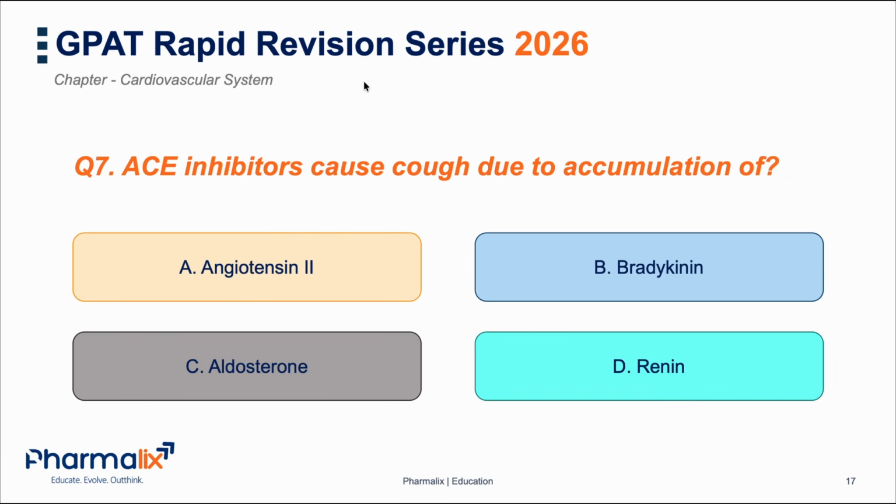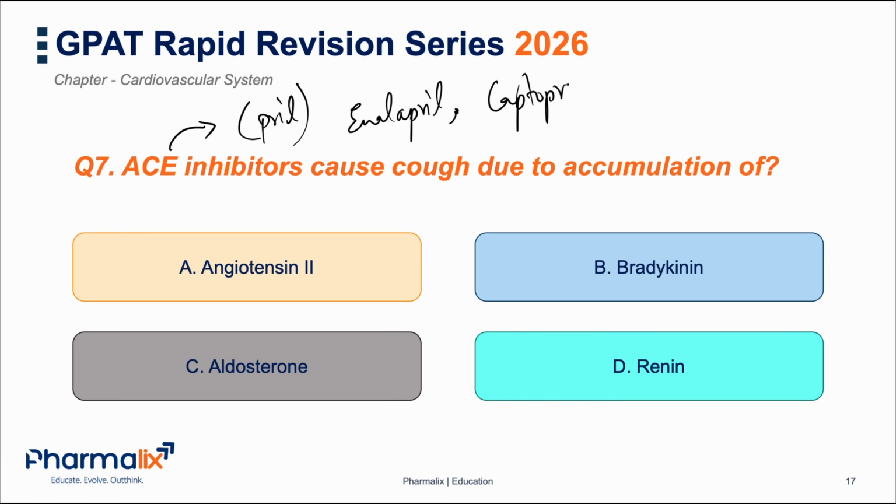Next question. ACE inhibitors cause cough due to accumulation of. Here you have to understand what ACE inhibitors are and how they cause cough. Whenever you give ACE inhibitors to someone for a very long time, they have a tendency to develop a dry cough, and why, we will discuss now. The simple trick is any drug which has pril in the end, enalapril, which we have just studied, captopril. These kinds of drugs are ACE inhibitors.